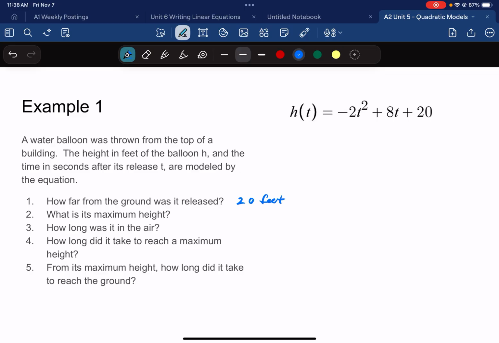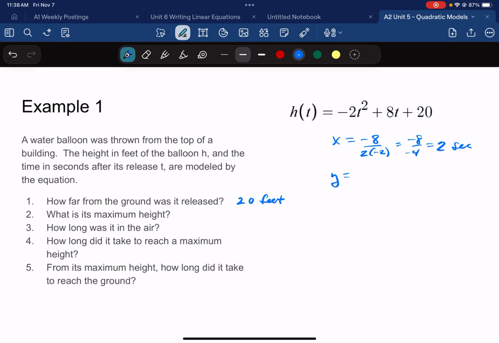What is its maximum height? Well, max sounds like vertex, and height is y. So we want the vertex y. Well, let's figure out the vertex x first. So x is opposite of b over 2 times a. So that's just -8 over -4 or 2 seconds to reach its max.